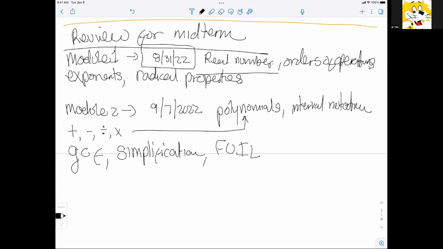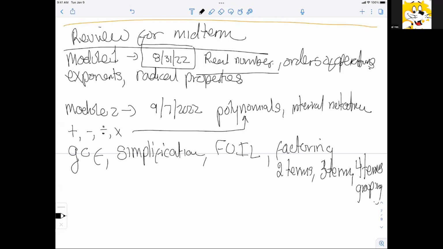We also introduced factoring. What about factoring? We have 2 terms. We have 3 terms. And we have 4 terms. What about these 4 terms? This is called grouping. We did those.